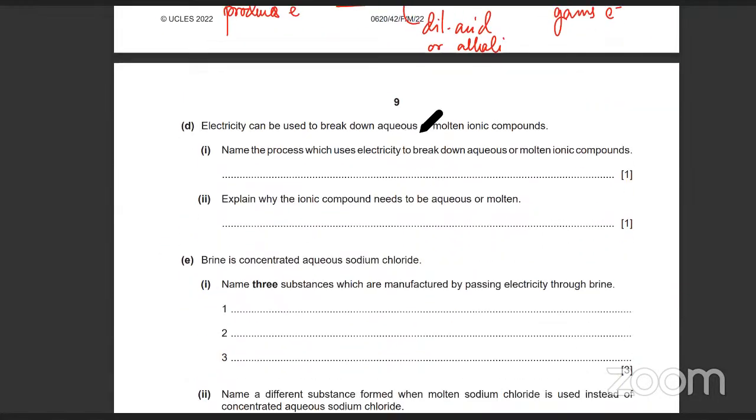So electricity can be used to break down aqueous or molten ionic compounds. That's electrolysis. ठीक है, तो ये process क्या होता है जिसमें decomposition होती है? That's electrolysis. Explain why ionic compounds need to be aqueous, because only then will they have free moving ions. जब तक उनके पास free moving ions नहीं होंगे, electrolysis will not happen.